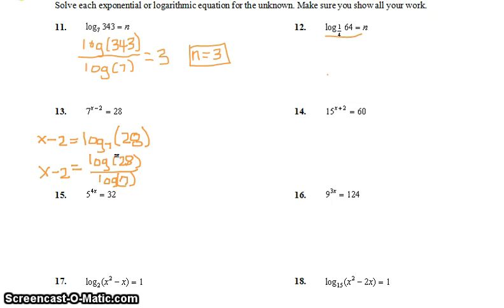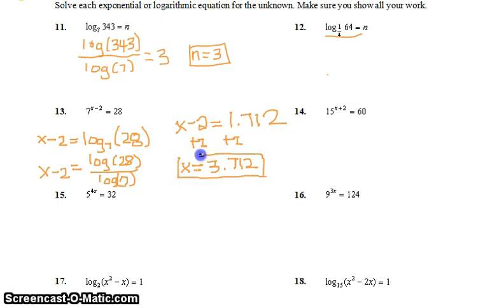I'm going to type that in my calculator, log of 28 divided by log of 7, and I get a decimal. I get x minus 2 equals 1.712. Now I just have to add 2 to both sides. So my answer for number 13 is x equals 3.712. I would complete question 14 the same way. Questions 15 and 16 are very similar.